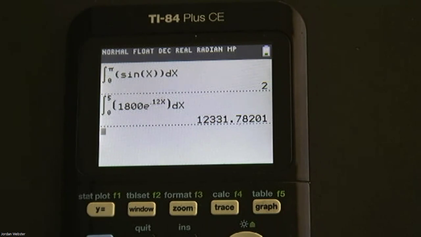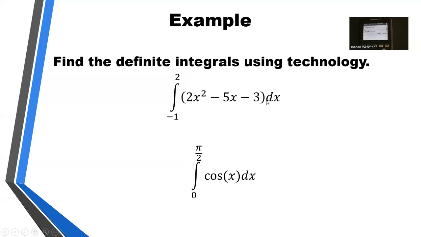So that's how to use your TI-84 as long as you have math print. We'll go over what happens if you don't have math print in just a moment. But before we do that, let's do a couple more examples. You can try these on your own if you'd like, or if you don't want to do them on your own, obviously you can just watch the rest of the video. But push pause and try these on your own if you'd like.